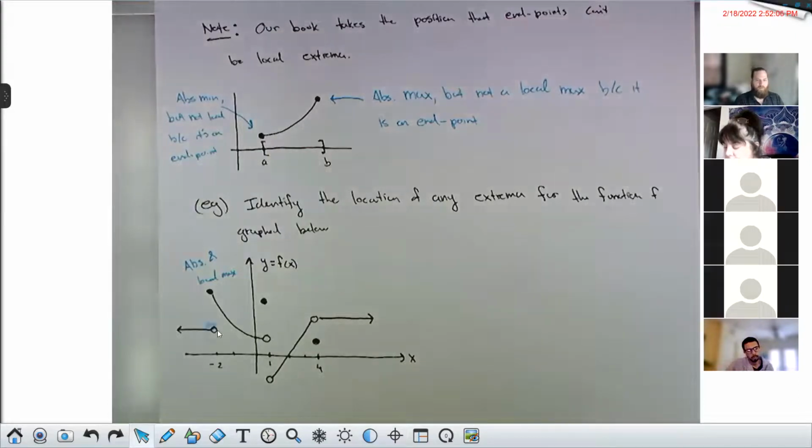Is there anything going on down here at this point? No. Very good. Yeah, that's total bait, right? There's nothing going on there. There ain't even a point on the graph there. Remember, that's that open circle. It means that there's not even a point on the graph there. So in order for a point to be a min or a max, it has to be a point on the graph. And that is not a point on the graph.